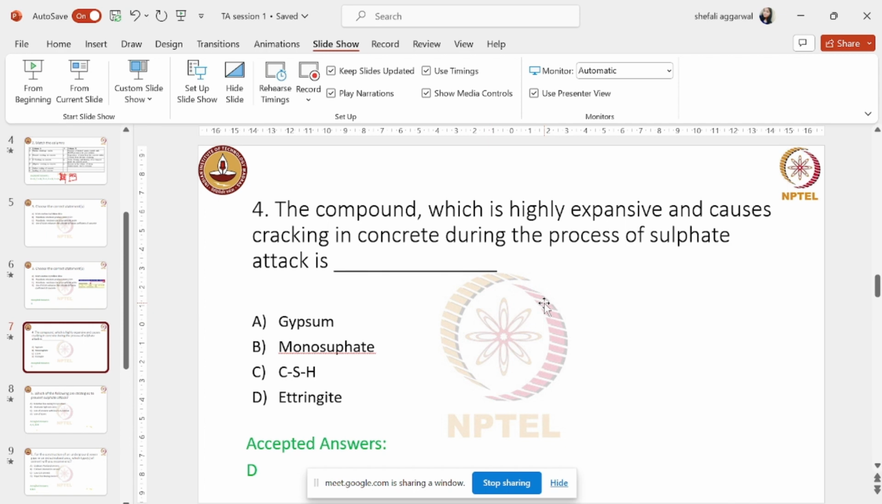So because of these needle-like structures, what is happening? The already set concrete will have expansion, right? The ettringite will cause more expansion, and because of that, cracking will be there. Yeah, clear, no?